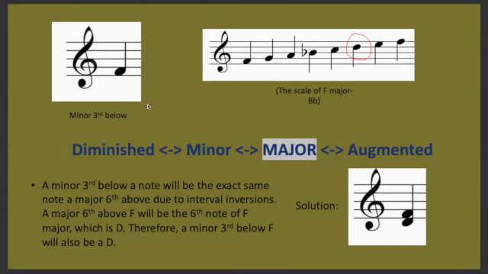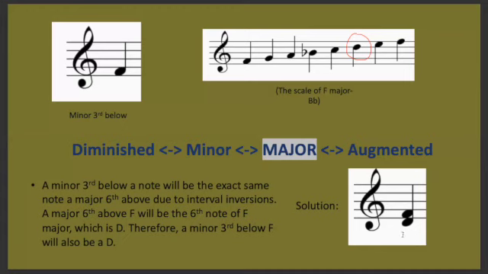So, a major sixth is quite simple. We write out the scale of F major to find a major sixth above, and the sixth note of F major is going to be the major sixth. So that note we find is D. That will be the same note if I just drop that down by an octave below that F, which will give us the minor third.